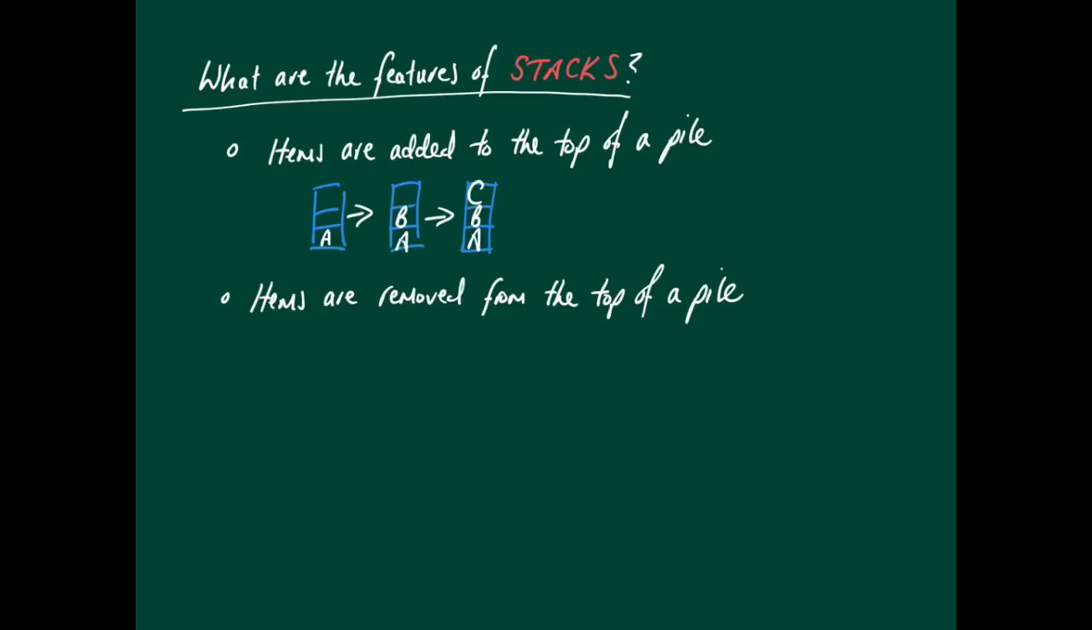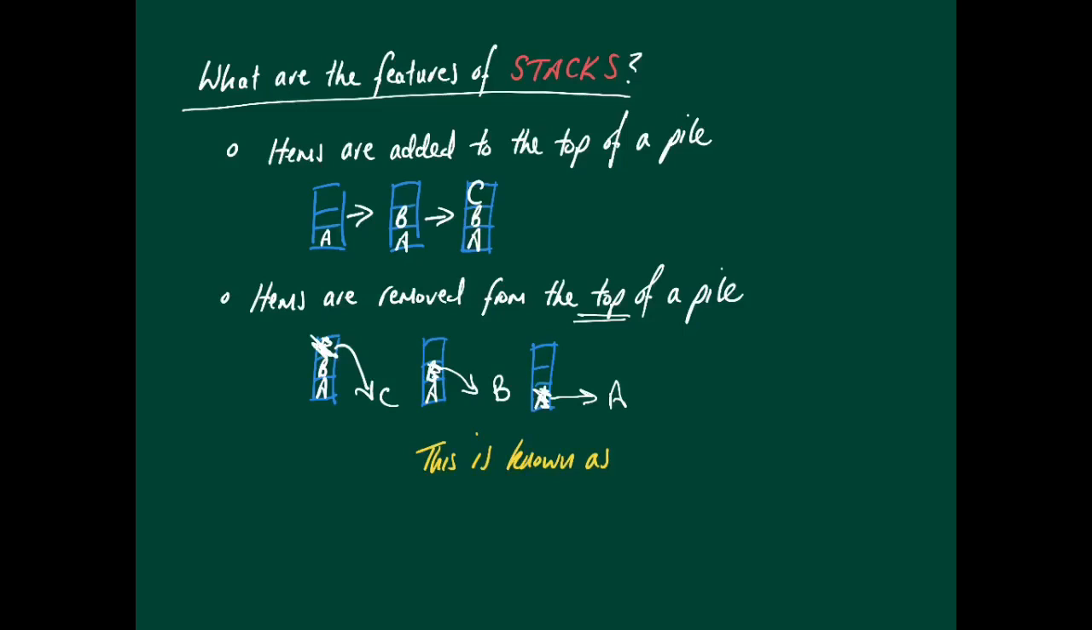And conversely, when we remove an item, items are removed from the top of the pile, so the C comes out first, and then it's removed from the stack, and we can process that item. Next the B comes out from the top of the stack and it can be processed. And lastly, if A is the last item in the stack, then it comes out and we can process A. This is known as the last in, first out method.